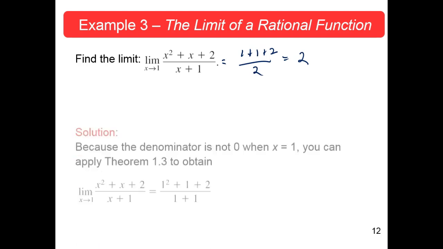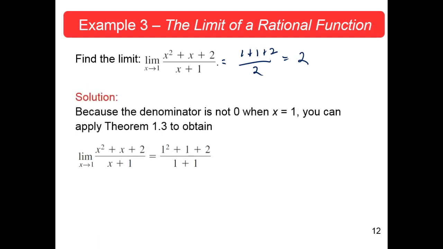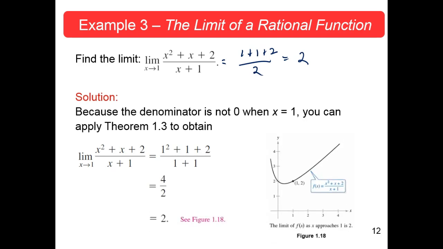I don't think I have to even erase anything. Because the denominator is not 0 when x equals 1, you can apply theorem 1.3 and obtain 4 over 2, which is 2. And there's your function. Now, I think you can probably almost see where the problems would come.